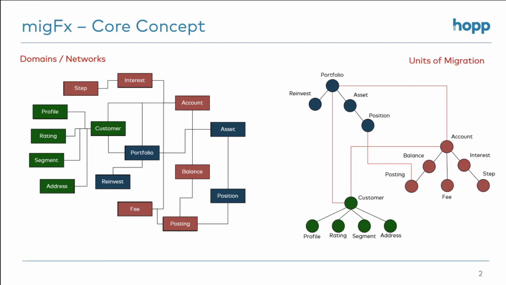Now, this is what we migrate. These are the units we migrate. So we migrate one account as a complete unit with all its dependencies, and then we migrate the next account with its dependencies. And these units of migration, that's what we call business objects. And this concept of business objects is completely fundamental to how our tool works.